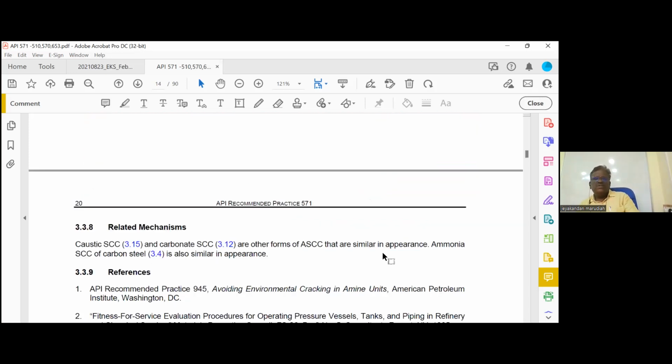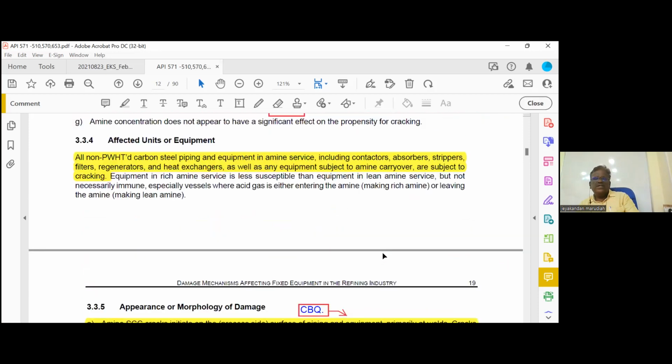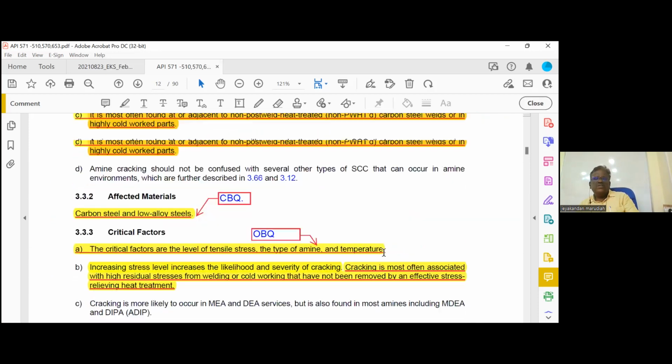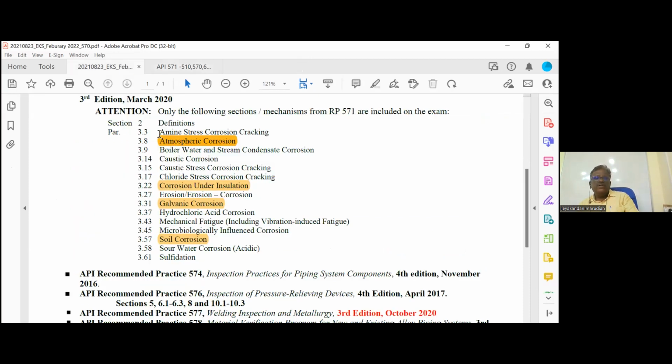That's all. So we have 1, 2, 3, 4, 5, 6, 7, 8, 9, 10, 11, 12, 13, 14, 15 questions. One of the important damage mechanisms. Okay, we'll have some 10 minutes break. So we completed 5 damage mechanisms. So after the break, we will continue.